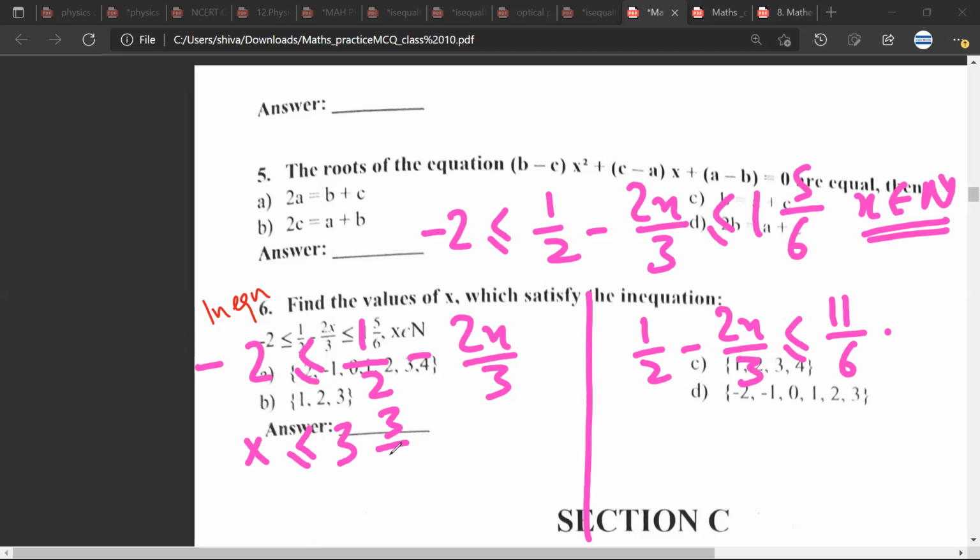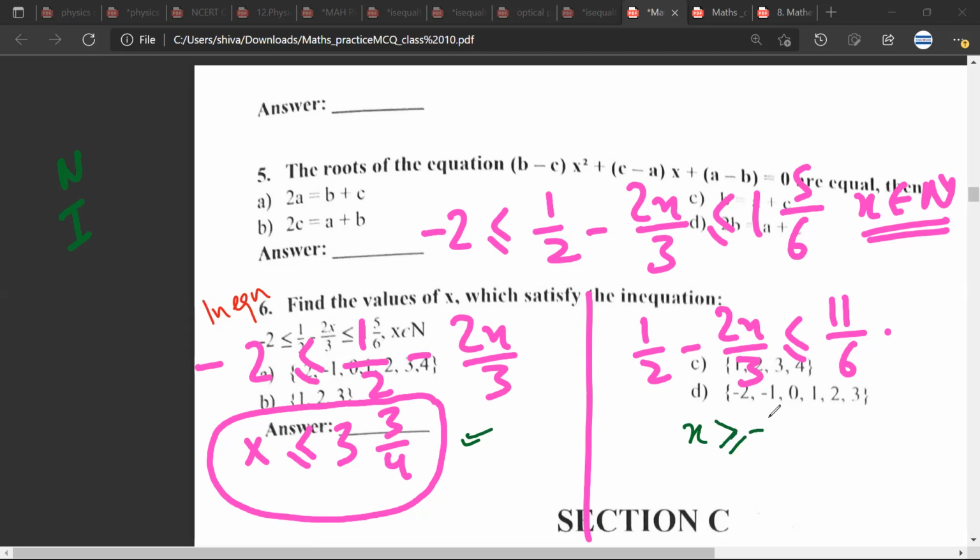Any doubt? No doubt. Another thing you need to take care of is that we are dealing with natural numbers. As long as we are dealing with natural numbers, things are absolutely okay. But once we start dealing with natural numbers and integers, then you will need to take care. So this part is clear, that x is less than or equal to 3 by 4. Now we need to solve half minus 2x by 3 is less than or equal to 11 by 6. When you solve this, you will find that x is greater than or equal to minus 2. Any doubt till here?